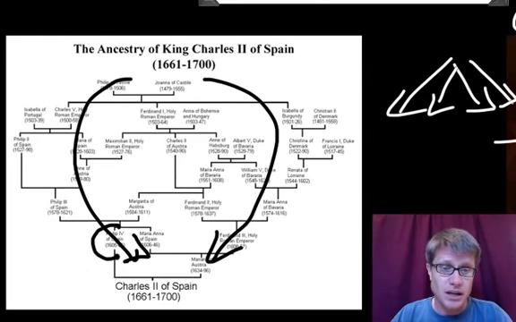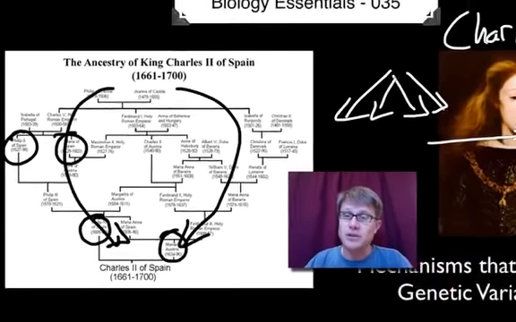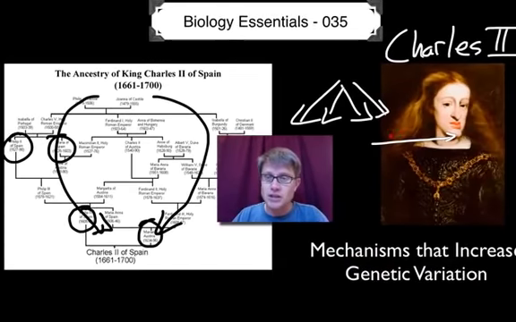Right here we've got like an uncle and a niece. Right here we've got like direct siblings. And so we have all of this inbreeding. And what that does is it aggregates all those traits together. And so it got to the point where his chin, this is called the Habsburg chin, made it impossible for him to chew. And so there were some physical problems.